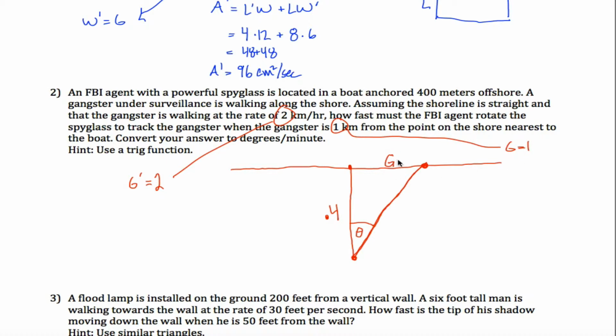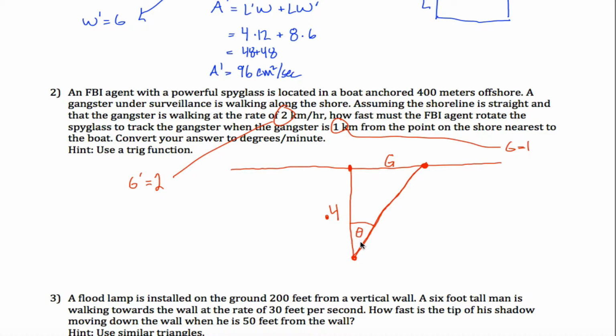But you can't change this G into 1 because this changes throughout the problem. The distance from the boat to this nearest point never changes. So I can just put in a 0.4 right here. But the distance from this point to where the gangster currently is does change, so I have to leave it as a letter, not a number.